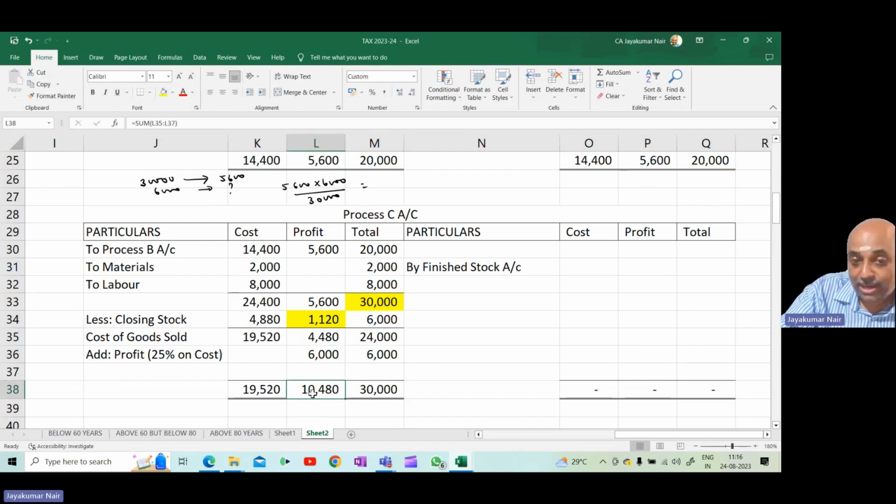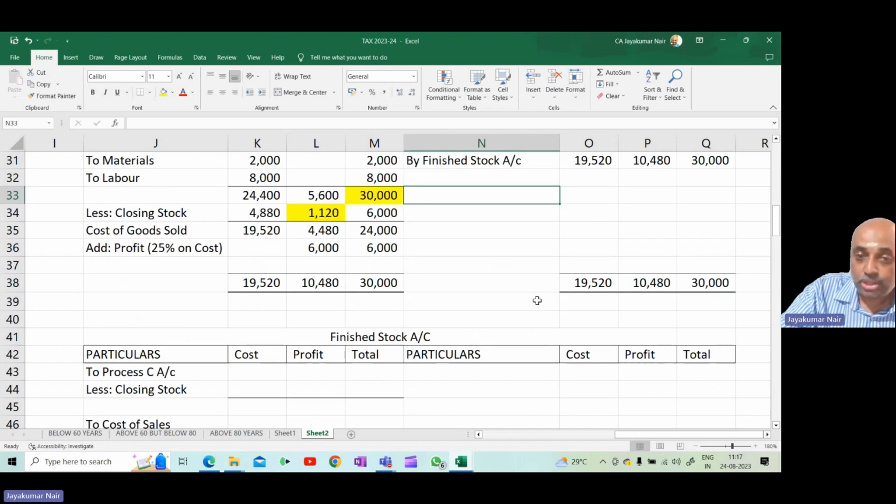The profit so far added, this process has added 6,000 profit. And the total profits added by process A, process B, and process C all together will be 10,480, and the cost price is 19,520. So we will write it here: 19,520. Profit is 10,480, and the value is 30,000. So the debit side total and credit side total tally.